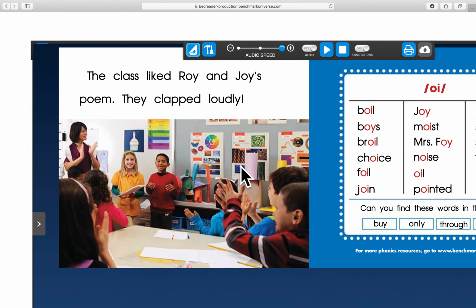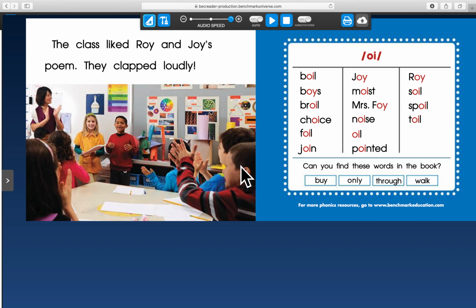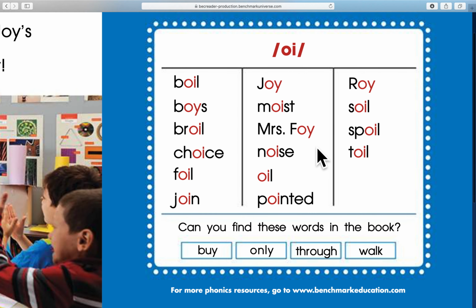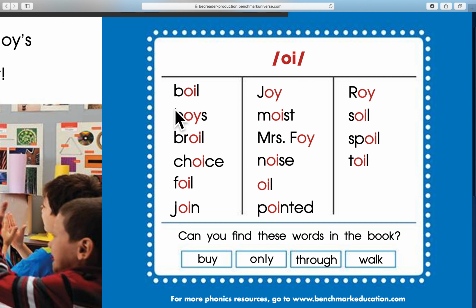Okay, so now it's the end of the story. So again, I already told you what you can do to go back and reread the story on your own by muting my voice and pressing pause and play. Okay, so let's go over some words that were in the story. Okay, we'll read it together.